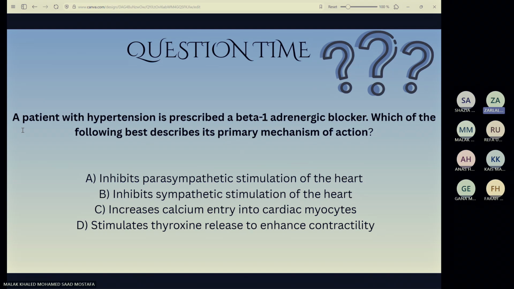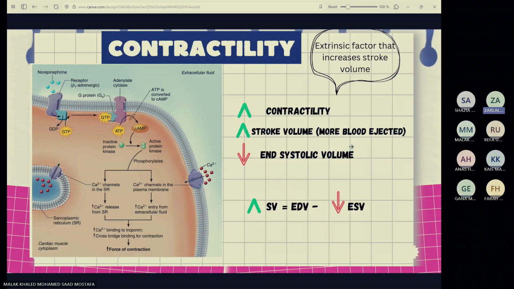But what is the beta 1 adrenergic receptor? We'll just do that in the next slide. I think the pictures will make it clearer. So there is a receptor called the beta 1 adrenergic receptor, and molecules like epinephrine and norepinephrine will act on it. When they act on it, a series of reactions will happen.